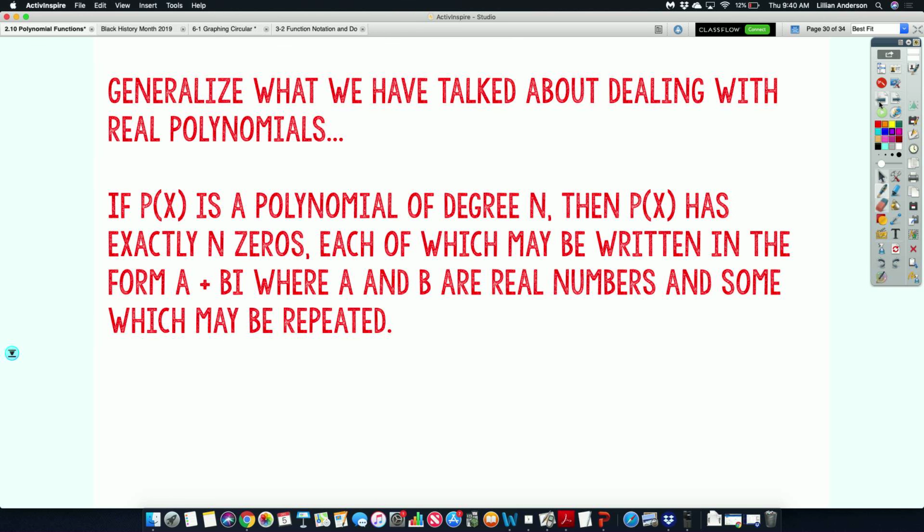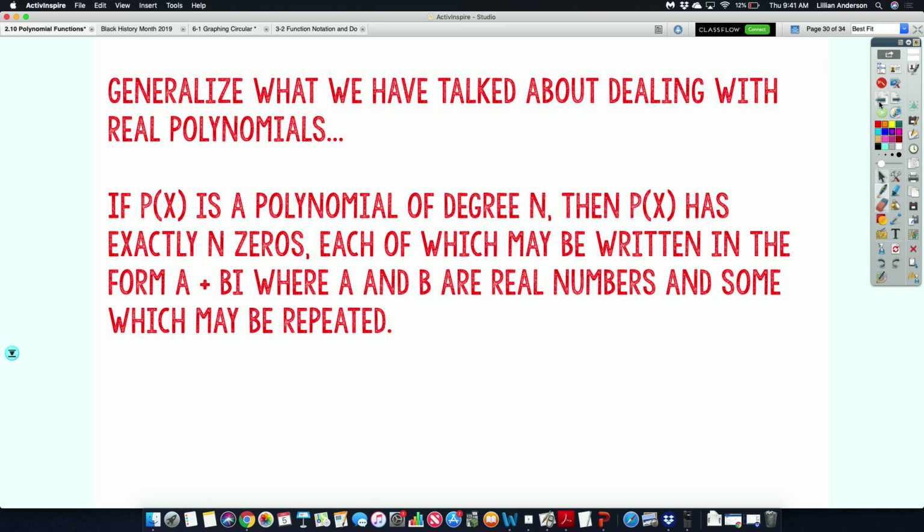What we talked about so far: if you have a polynomial that has a degree of n, then that polynomial has exactly n zeros. So if your polynomial has a degree of 4, then it has exactly 4 zeros, each of which can be written in the form a plus bi, where a and b are real numbers, and some of them could be repeated.